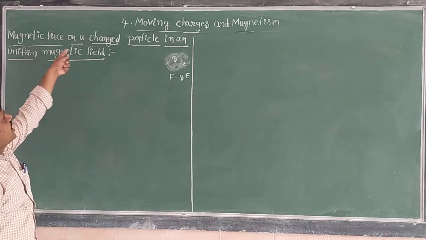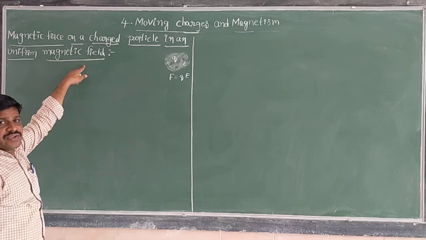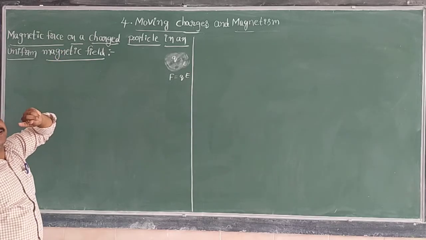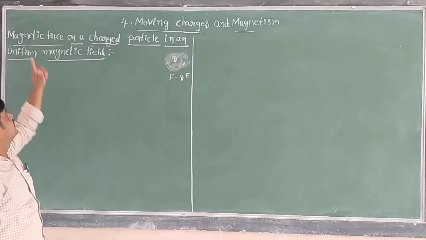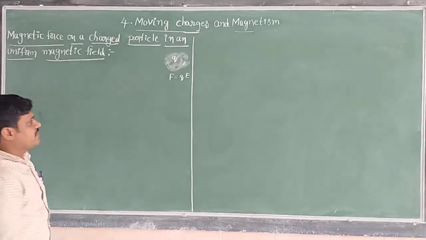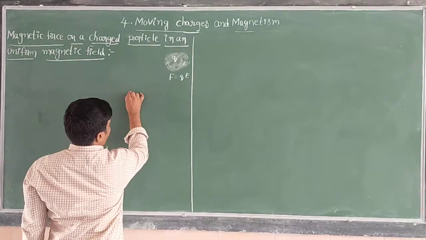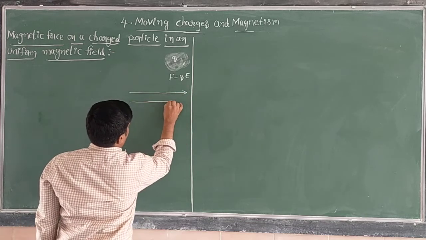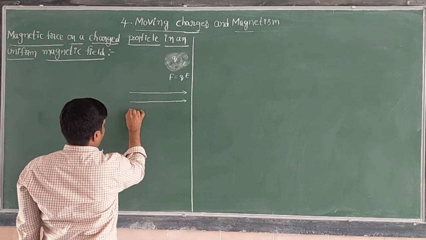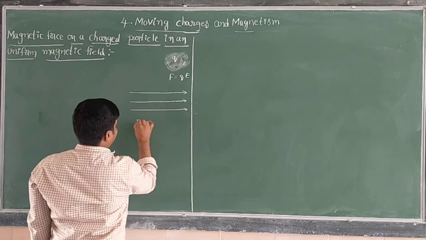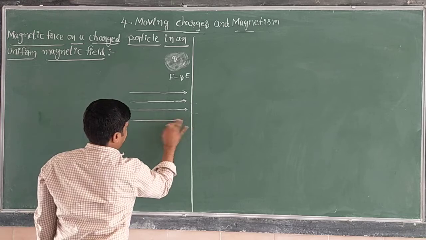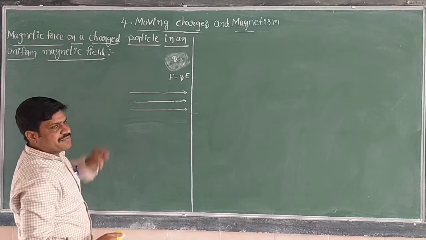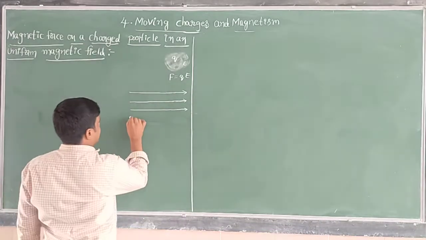Suppose the charged particle is placed in a uniform magnetic field, then that charge also experiences a force due to the magnetic field. That force is said to be the magnetic force. You just see, a uniform magnetic field is represented by magnetic field lines, which I am showing here like this. Now all these lines are said to be magnetic field lines. Okay, uniform magnetic field lines. Uniform means the space between all lines must be equal.